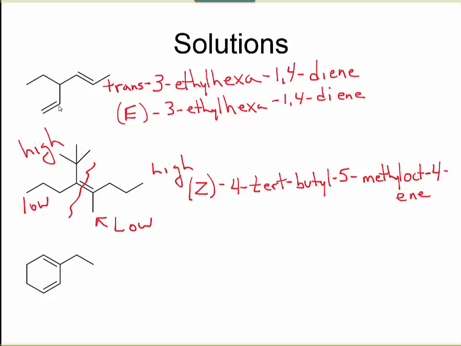Looking at the last example on the screen, I again need to number the double bonds so that they have the lowest possible number, and I need to number those double bonds in a way that gives the substituent the lowest possible number. So this is going to be numbered so that the ethyl group is on carbon 2. This will be 2-ethyl cyclohexane. Now we don't have to specify that as a cis or E-alkene because it's a 6-membered ring.